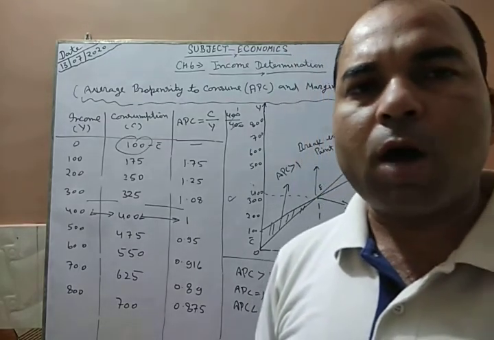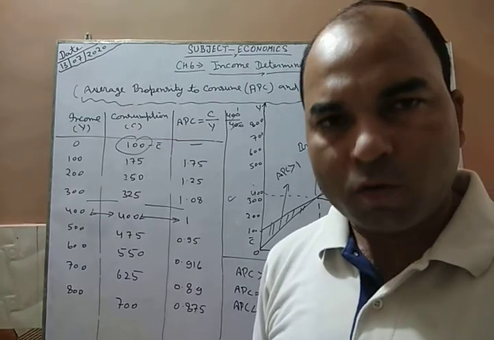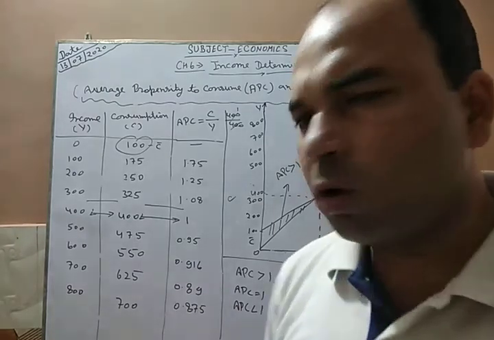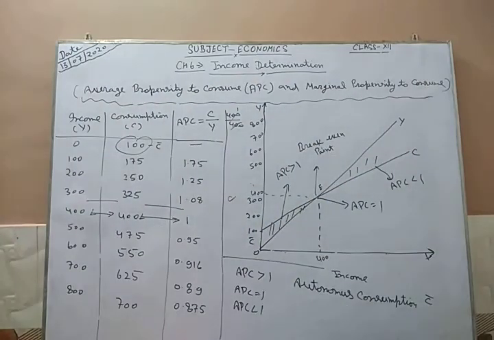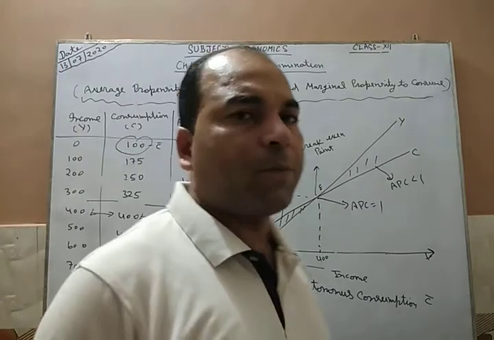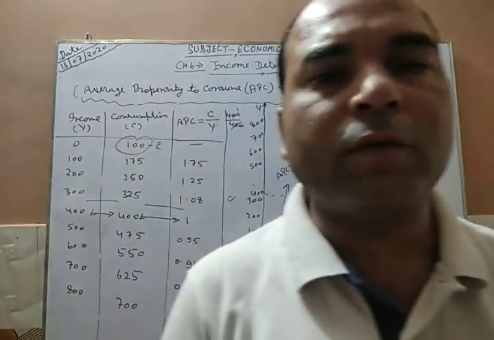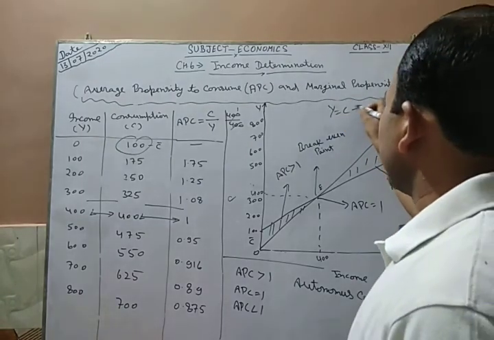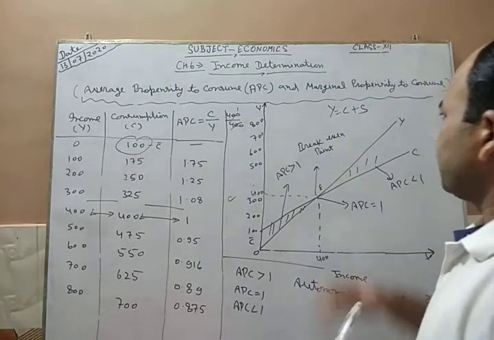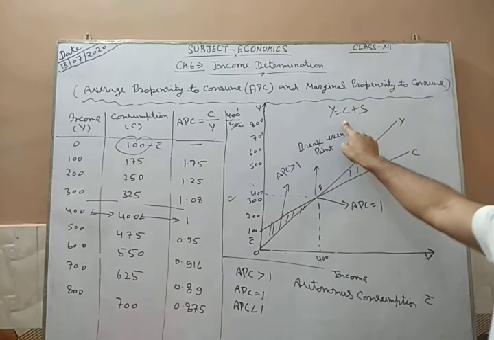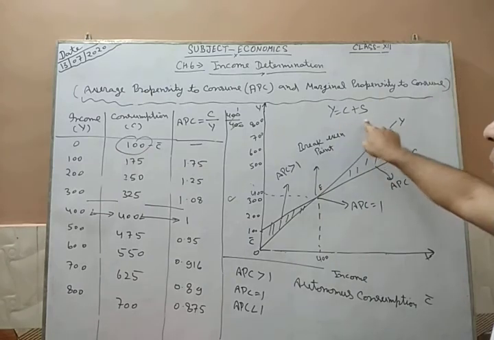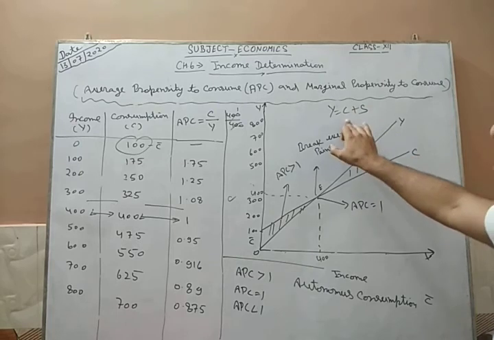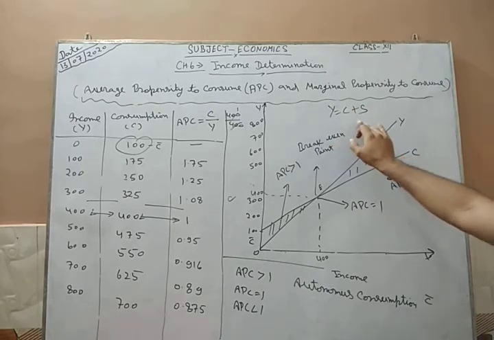Now we are talking about propensity to consume, and we have two types: propensity to consume and propensity to save. Why is it so? Because Y is equal to C plus S. So here is propensity to consume, यानी कंजप्शन की क्या टेंडेंसी रहेगी और सेविंग की क्या टेंडेंसी रहेगी. This is a propensity to consume and propensity to save.